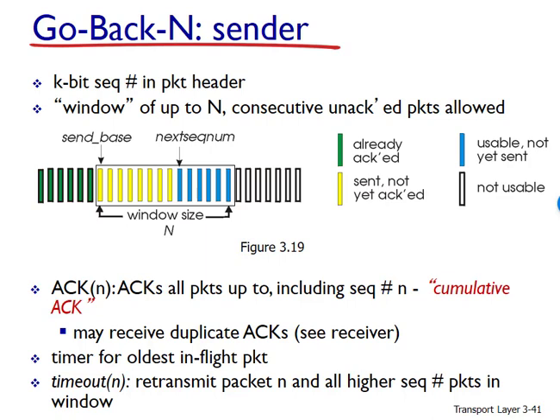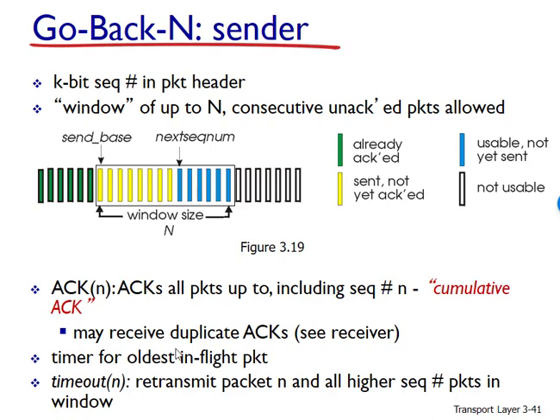Sequence numbers in the interval of 0 to base minus 1 correspond to packets that have already been transmitted and acknowledged. The interval base to next sequence number minus 1 corresponds to packets that have been sent but not yet acknowledged. Sequence numbers in the interval next sequence number to base plus n minus 1 can be used for packets that can be sent immediately should data arrive from the upper layer.